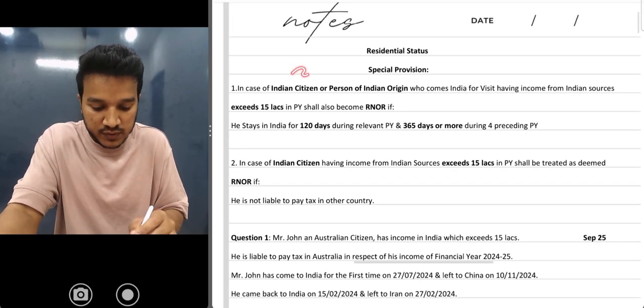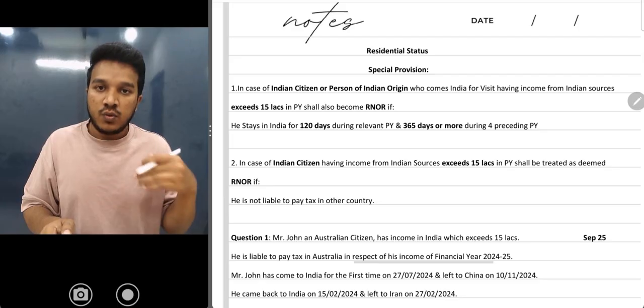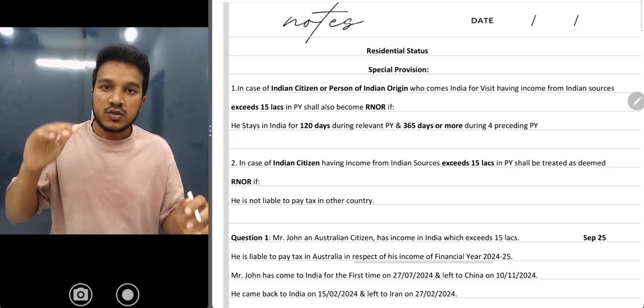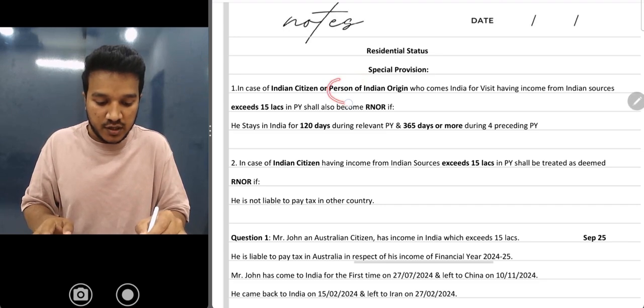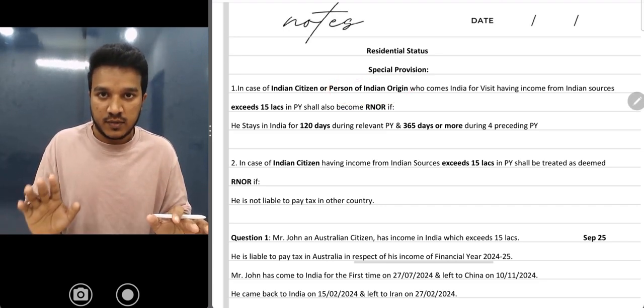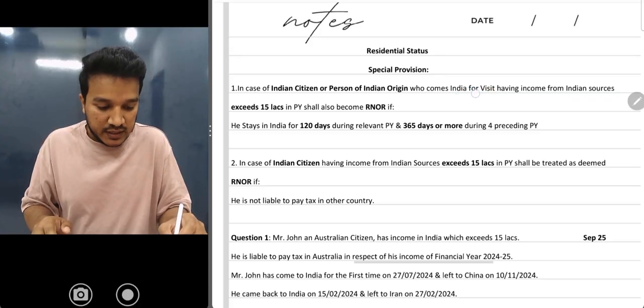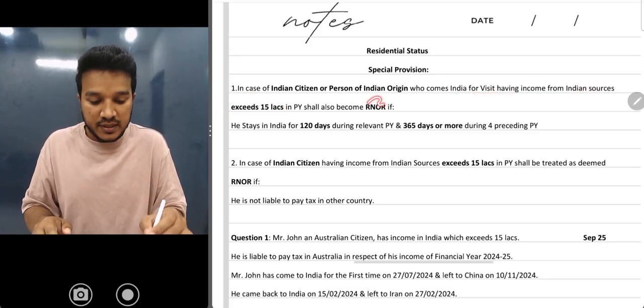Okay, first and foremost, the first one is applicable for Indian citizens or a person of Indian origin. Who are persons of Indian origin? Those whose parents or grandparents were born in undivided India are treated as persons of Indian origin. All the people in Pakistan and Bangladesh are treated as persons of Indian origin. Okay, who has come to visit India and having Indian income which exceeds 15 lakhs, he will be treated as RNOR if this condition is satisfied.